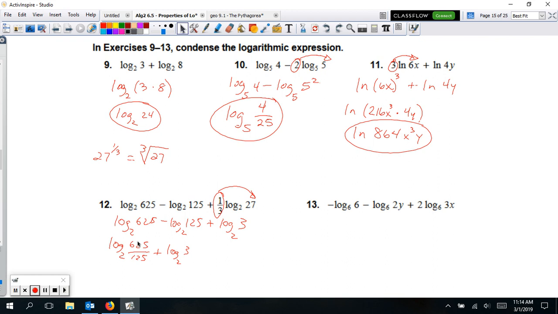So as we simplify these numbers down, it'll be log base 2 of 5, which, this number is 5 here. We're just now going to multiply with the plus. 5 times 3. So 5 times 3 now would be 15. So our answer for this one is the log base 2 of 15. That's putting it back into a single logarithm.